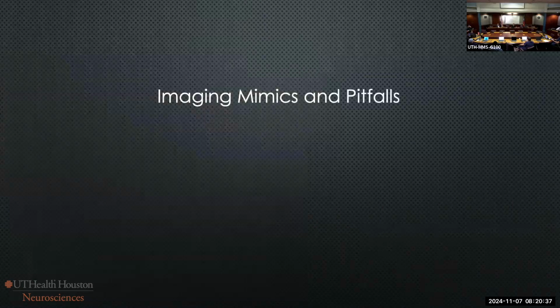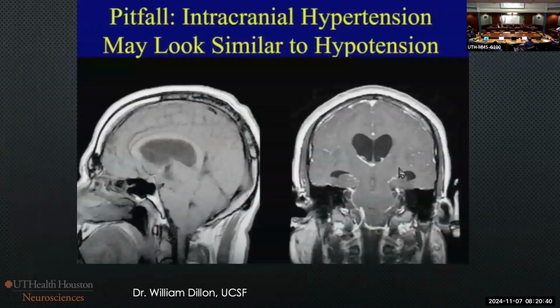So let's talk about imaging mimics and pitfalls, extremely important. Dr. Dillon loves to show this case because he likes to say, oh, look at the descent of the floor of the third ventricle. Look at effacement of the suprasellar cistern. Mammillopontine distance, nothing. The pontomesencephalic angle, 0. Prepontine cistern, 0. All the findings I just showed you of the sagging brain, right? But this patient has hydrocephalus and has cryptococcal meningitis. So he's herniating.